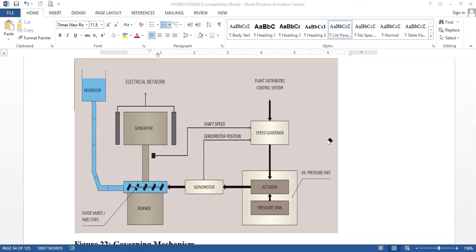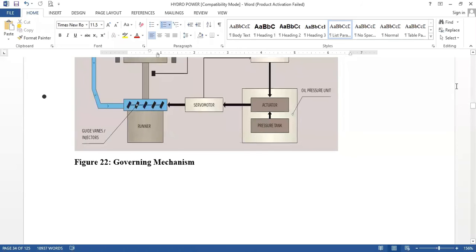And earlier we have seen the equality constraint as well as the inequality constraint. So with the help of all these parameters, we can supply the power to the consumer from the generating station.